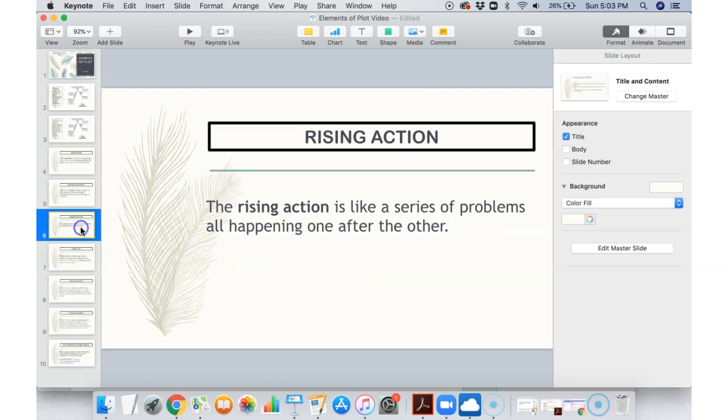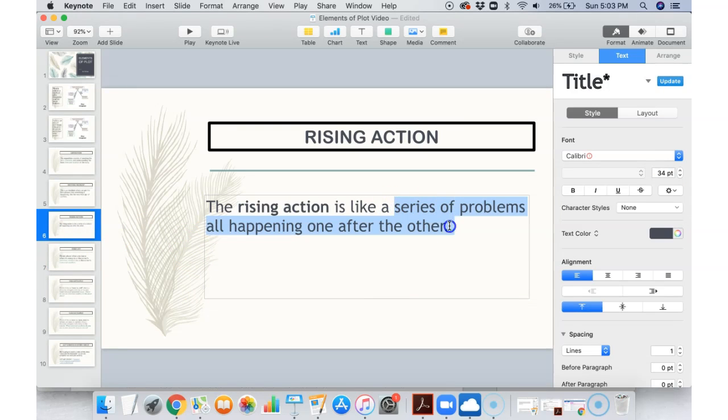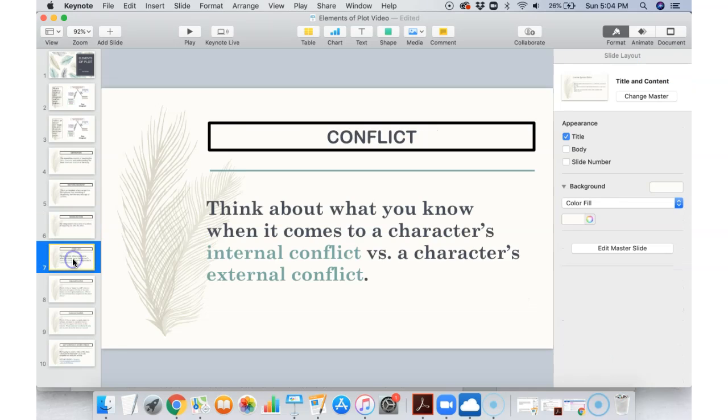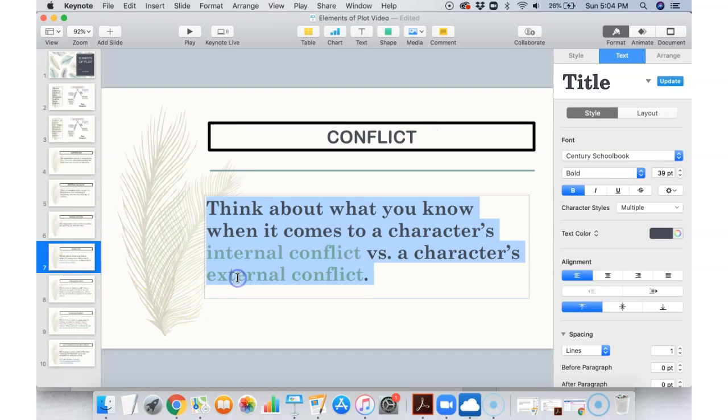So the rising action, if we go back to this, it's a series of problems all happening one after the other. But those problems can be internal, like they're things that the character is having to deal with on the inside, doubts, insecurities, emotional problems, things like that. Or it could be external problems. Okay, so problems with other characters, problems with the weather, problems with situations outside of the character's own self.